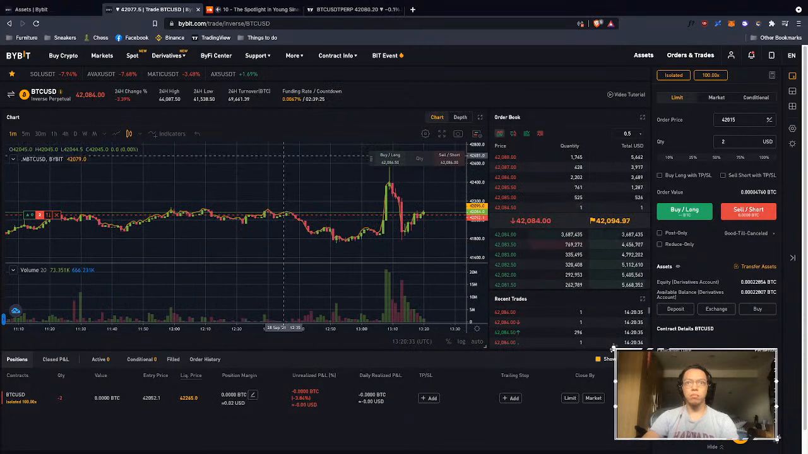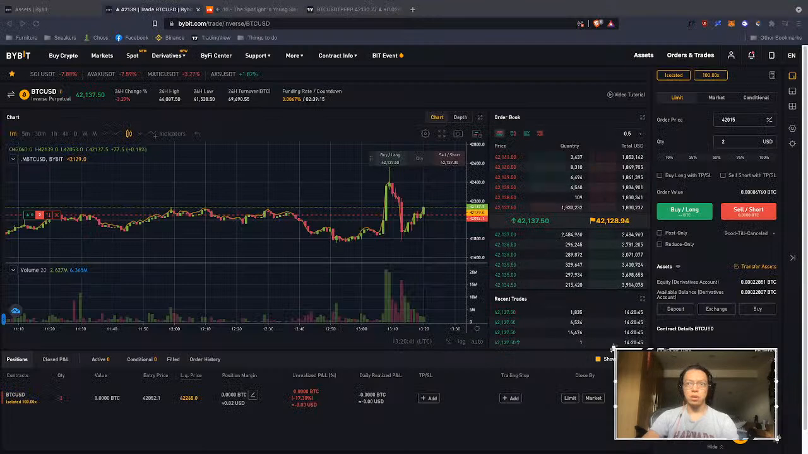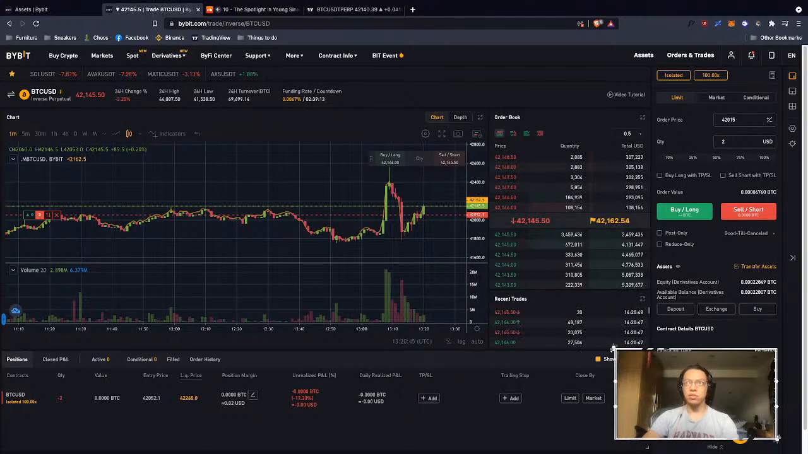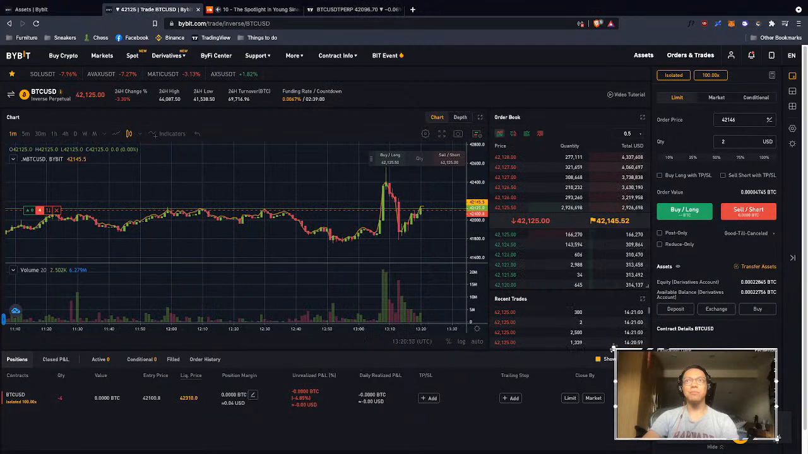Slow recovery on Bitcoin there. This is more my playground. 100x leverage. Although I believe that is the invalidation, unless we go again. Let's go. It's a free $10. 100x is nothing, indeed. Although.